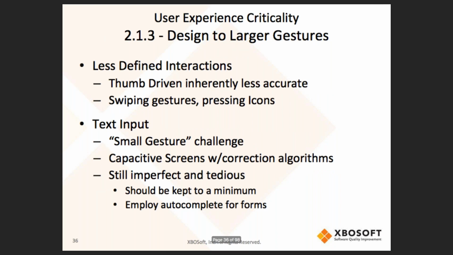Let's define interaction. So large gestures are very useful. If you're typing, it's on small areas on the keyboard. Obviously, that's difficult to do, as opposed to a big gesture. Swiping, pressing a big icon. Text input is a small gesture, that's a challenge. Capacitive screens can help with some of the corrective algorithms for fixing text that might be typed in, but it's still not perfect. And it should be kept to a minimum. And I also have written there that you can employ autocomplete for forms.